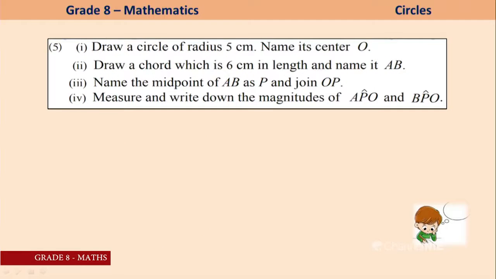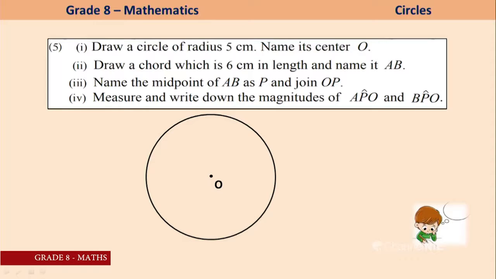The fifth question in your textbook, the first exercise, exercise 23.1. There are 4 questions. What is the first question? Read the question and try to do that. Draw a circle of radius 5 centimeters. Name its center O. First, you have to draw a circle with 5 centimeters radius and center O.